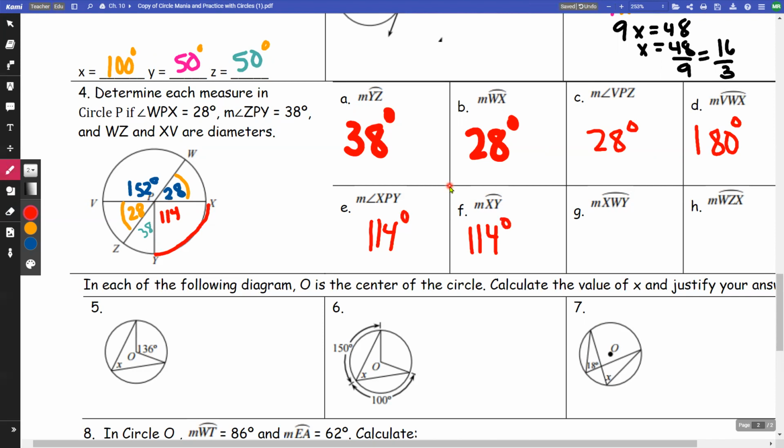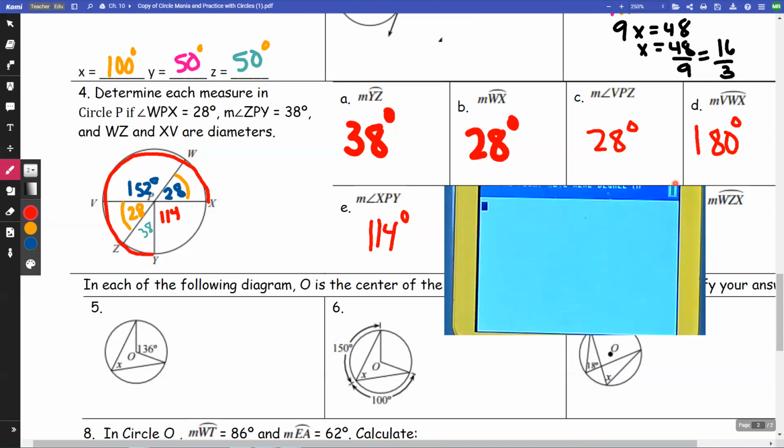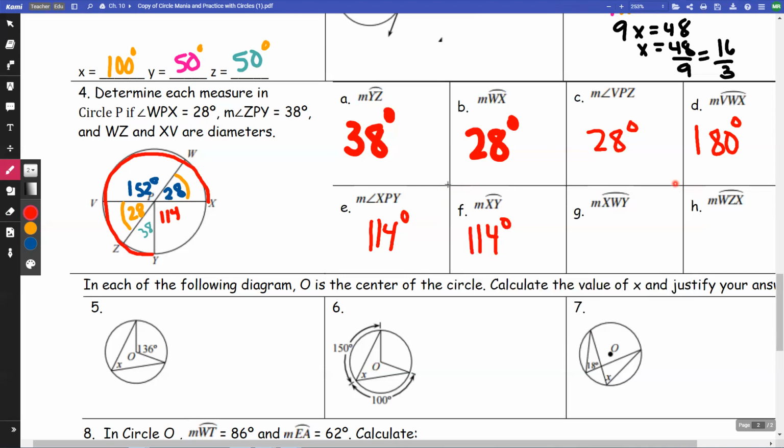They want us to find the measure of XWY. So XWY goes all the way to here. So that's basically going to be equal to 360 degrees minus the 114, which is going to be 246. So that's going to be 246 degrees.